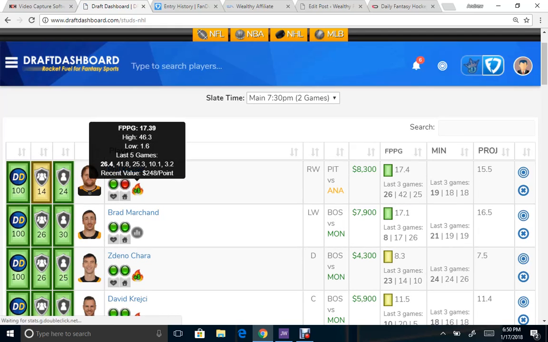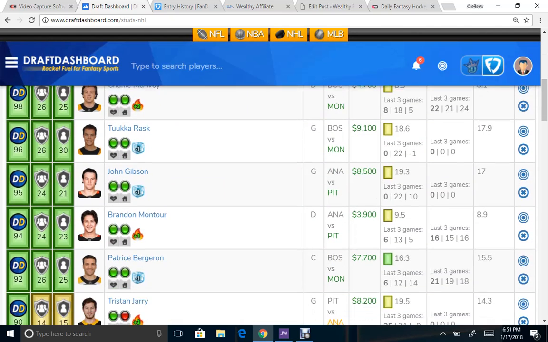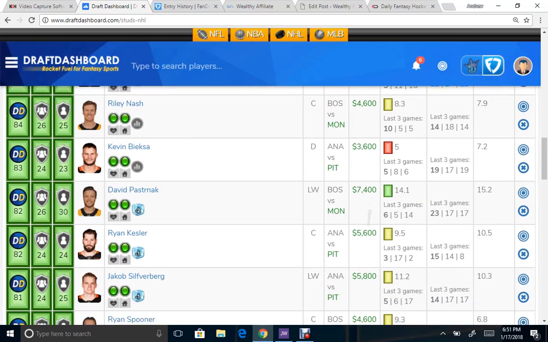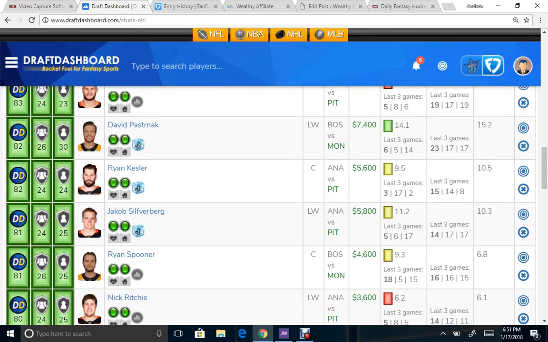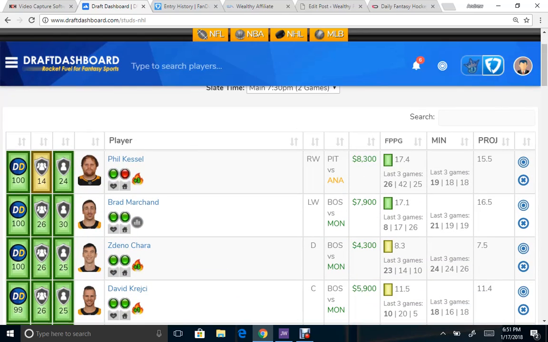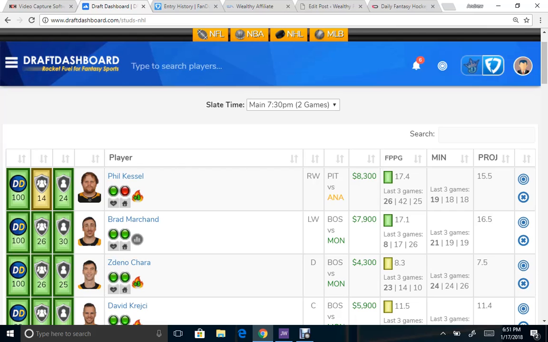But you can also look at high upside here, like 46 points this guy has scored in a game. This is a Pittsburgh winger, so that's great. It's only Pittsburgh, Boston, Anaheim, and another team playing tonight: Anaheim playing Pittsburgh, and Boston playing Montreal. So when it's a better night, I'll try to get into more detail and make another video on how we get into this, as documented there per video.